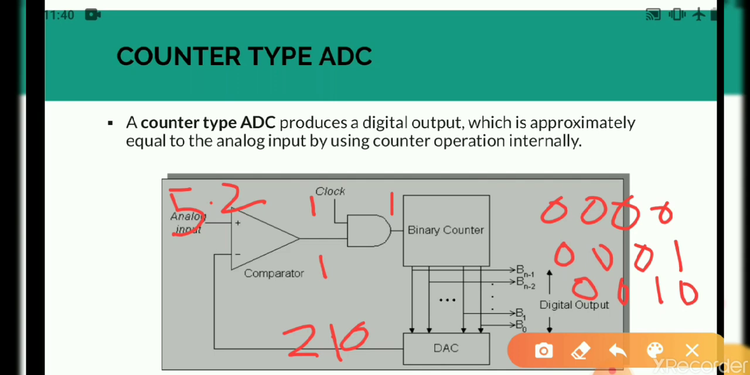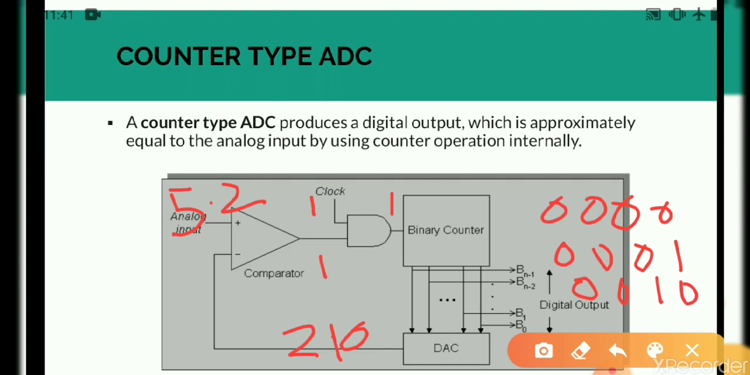Now again 5.2 is greater than 2. So what will be the output of the comparator? It is again 1. And since it is 1 and the clock is always 1, the output of the AND gate is 1. And so the binary counter resumes the next level of counting, which is 0011.